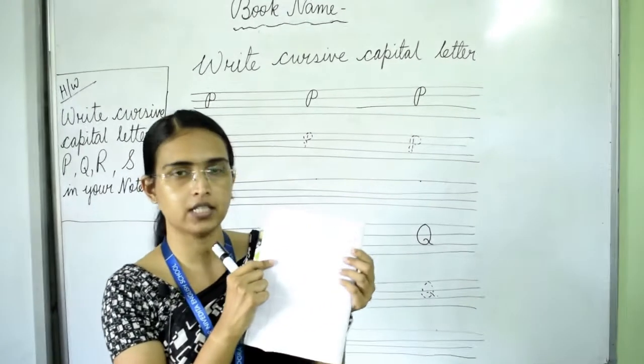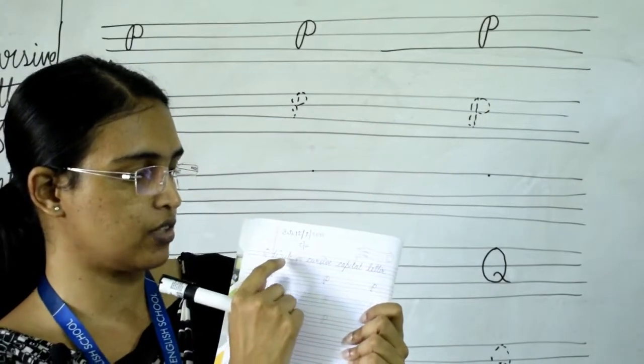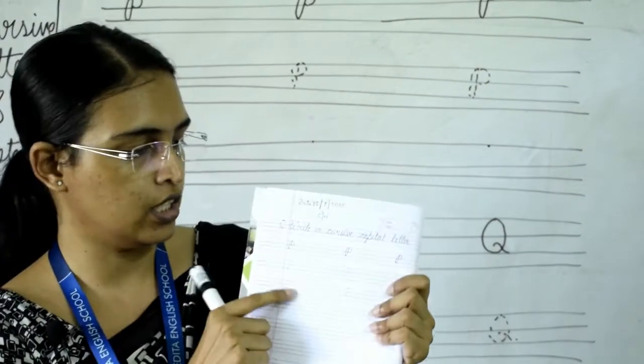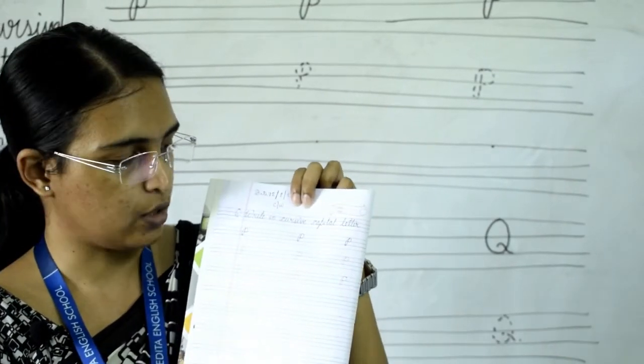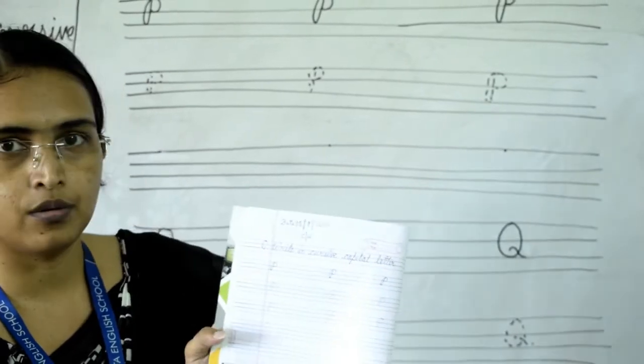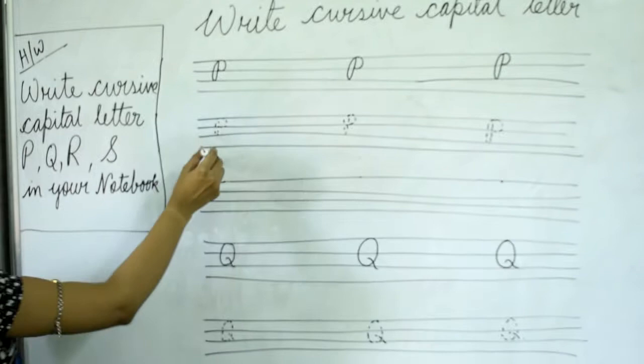Then take your parents' help and tell them to write this question. What is the question? Write in cursive capital letter. Now in this page we will do cursive capital letter P. Okay. So look, I have written this P on the board.